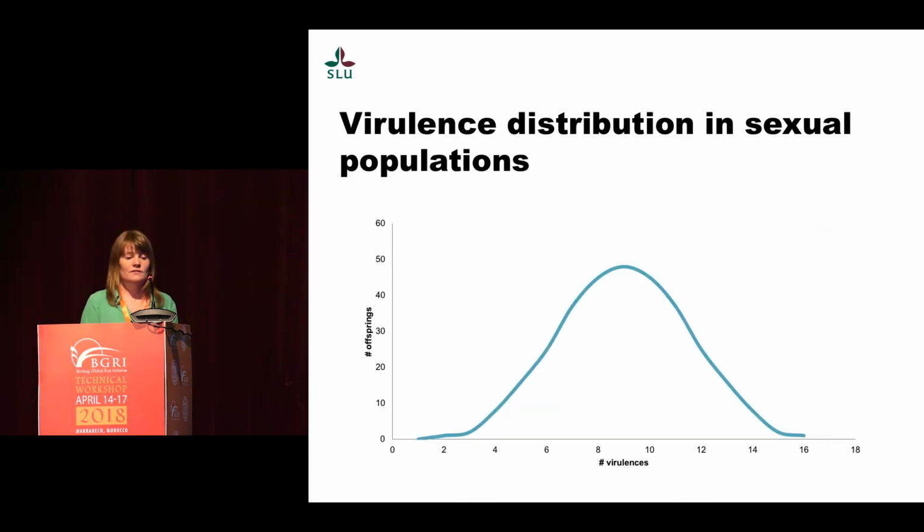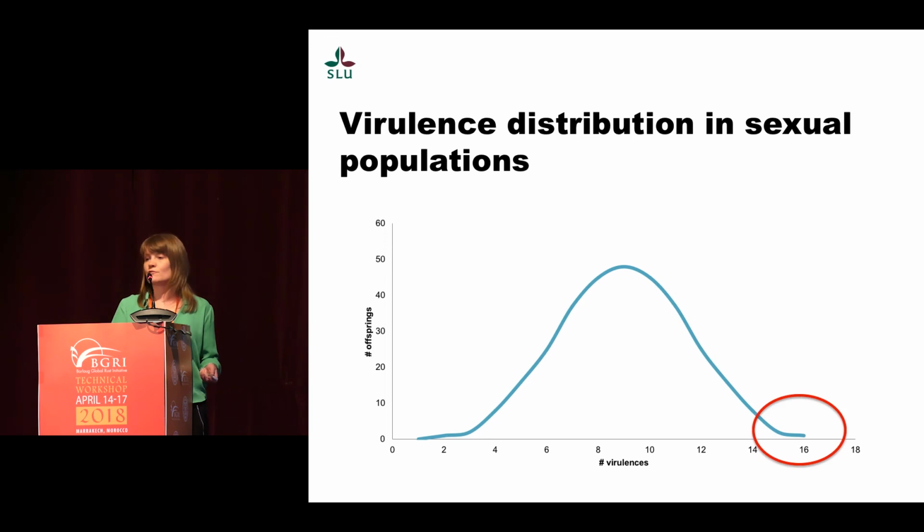So in a sexual population, on the x-axis you have the number of virulences within an individual, and then you have the number of offspring. So we know that it's a normal distribution with offspring. Most of them will not cause a problem. But we have a few that is in this corner that will potentially cause a problem, and those are the ones that we should think about.